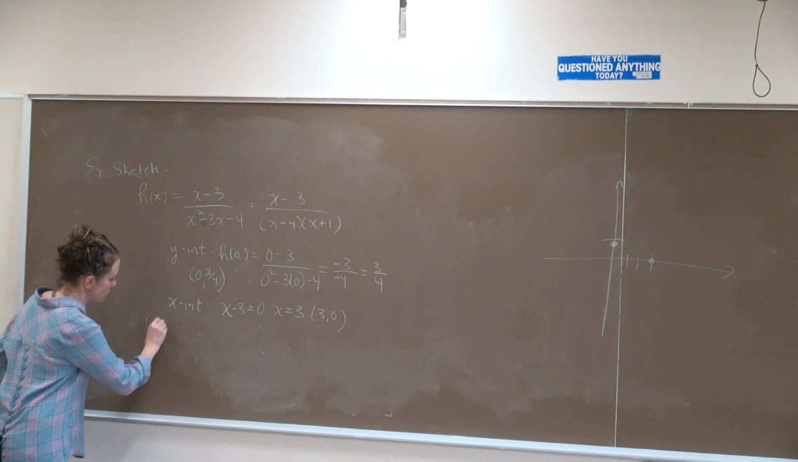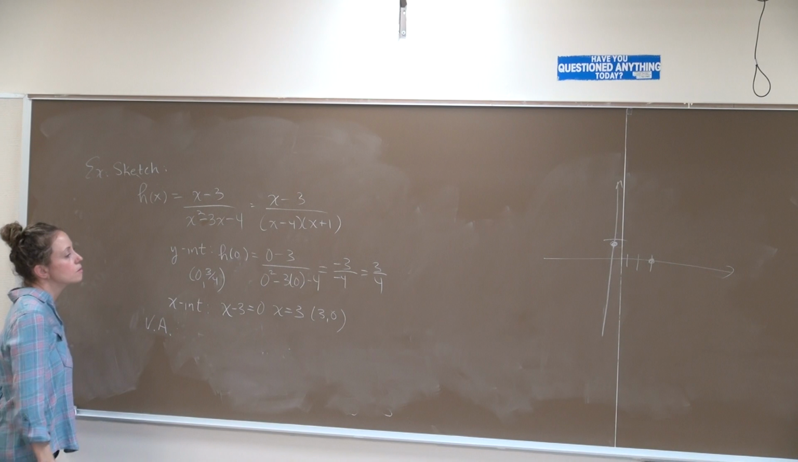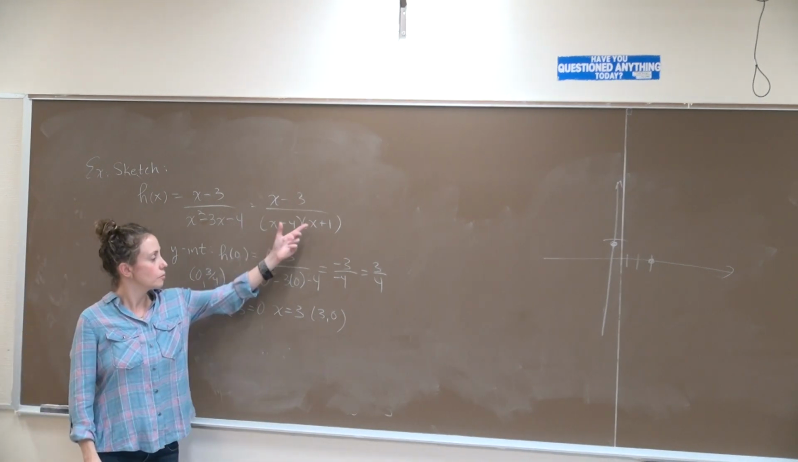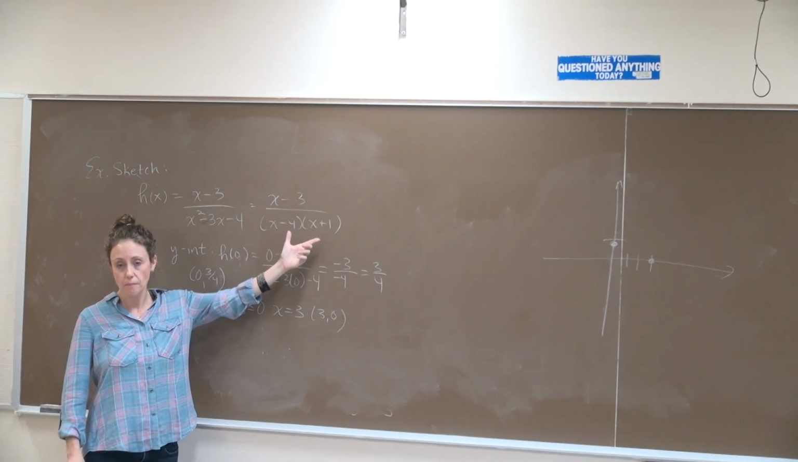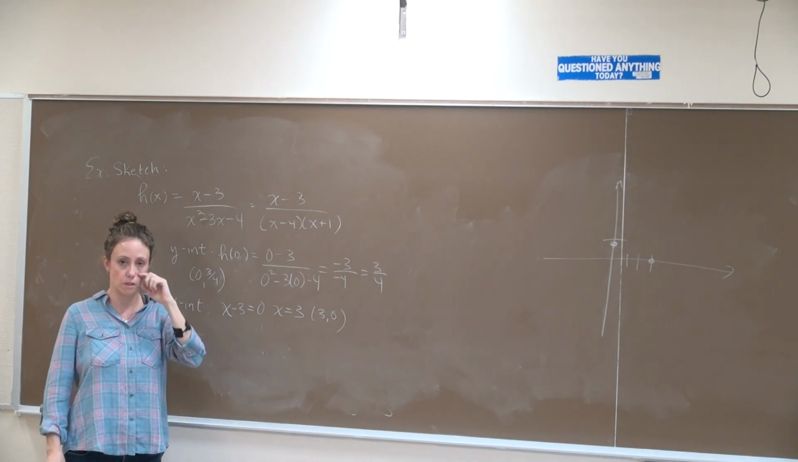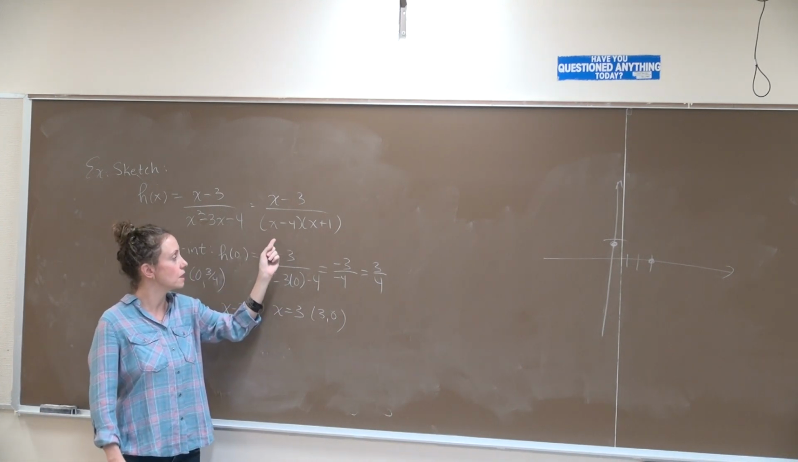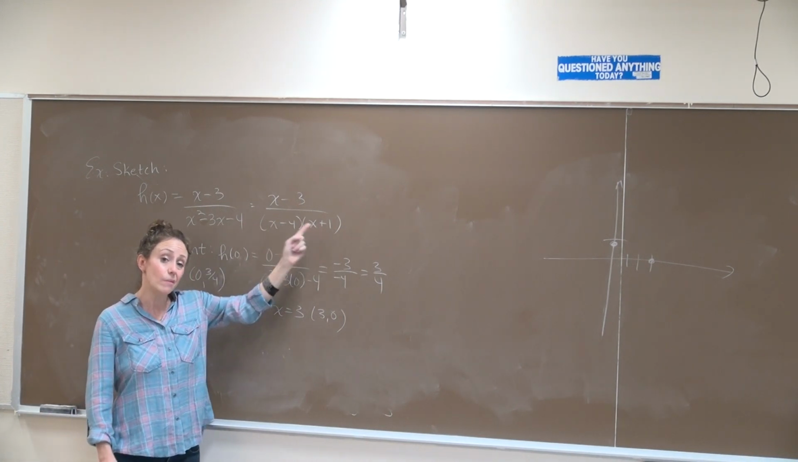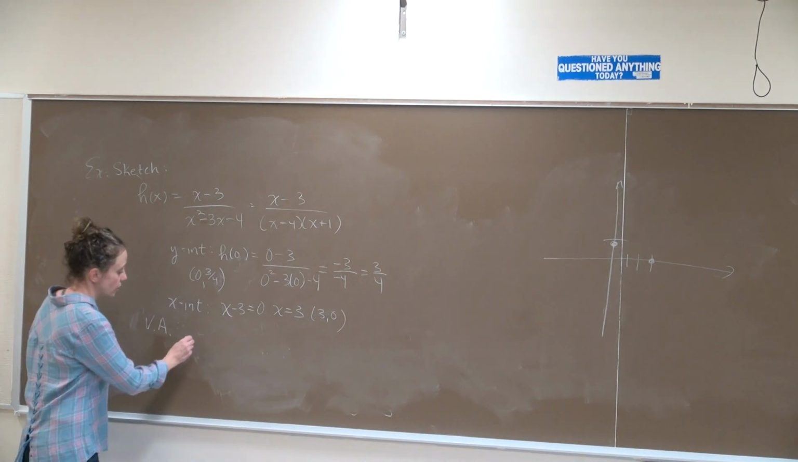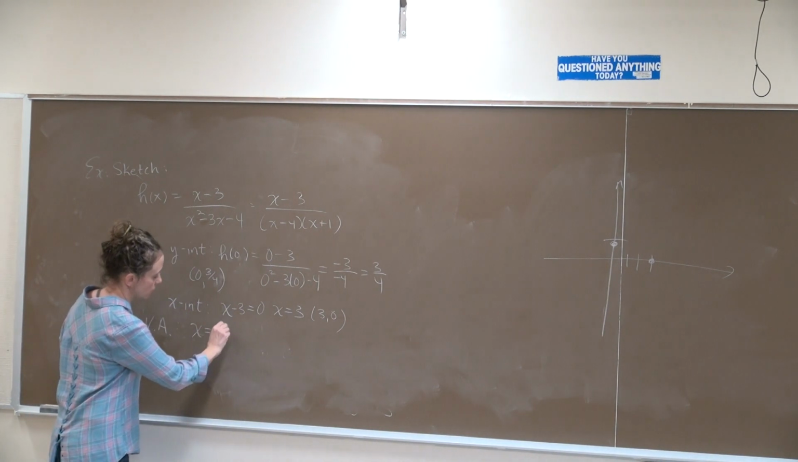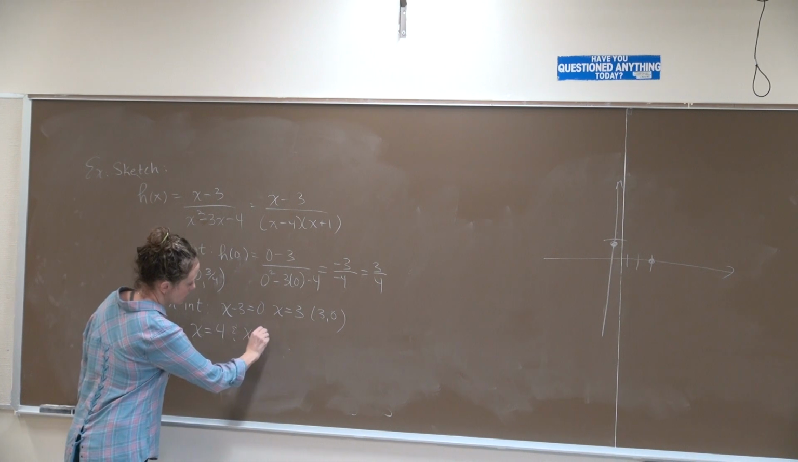For the vertical asymptote, that gives us the zeros of the denominator. If we look here, we have a quadratic in the denominator, which means we could have 2 zeros because we can factor it fairly easily. We have a 0 at 4, and we have a 0 at -1. So we have a vertical asymptote at x equals 4 and at x equals -1.